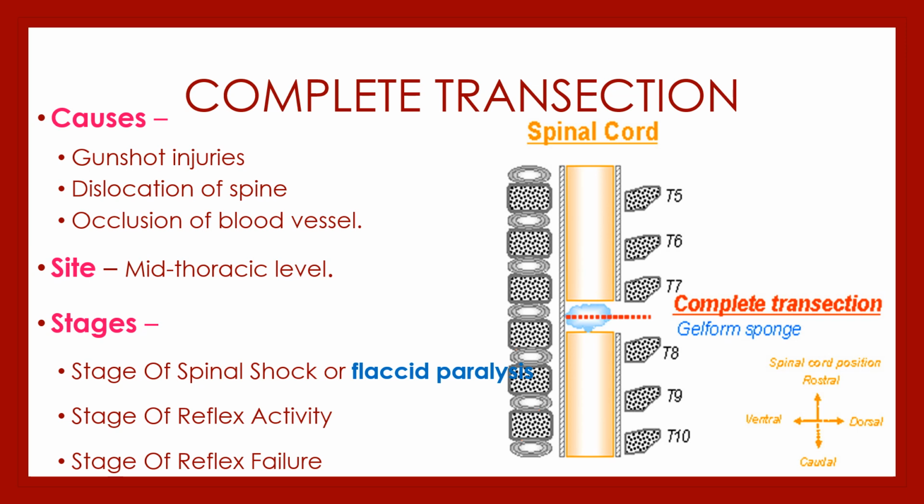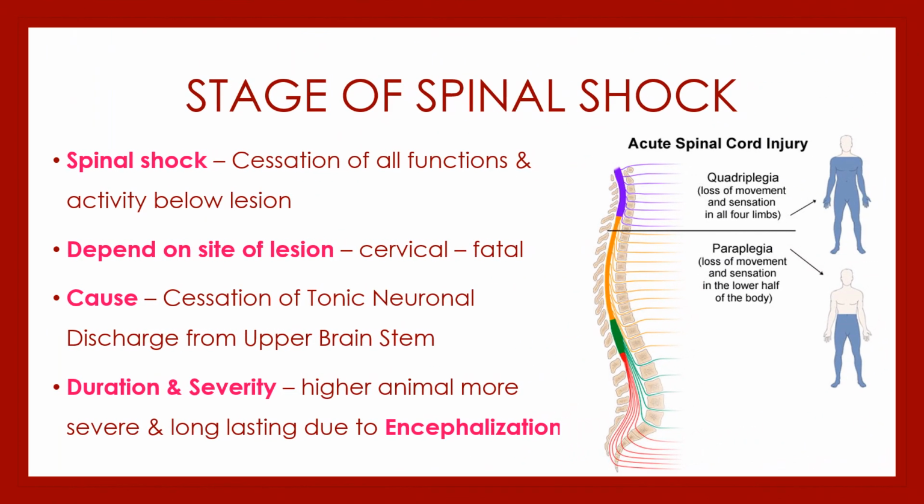The clinical stages produced by complete transection of the spinal cord are the stage of spinal shock or flaccid paralysis, the stage of reflex activity, and the stage of reflex failure. Stage of spinal shock refers to the cessation of all the functions and activity below the level of the injury. So that is the spinal shock.